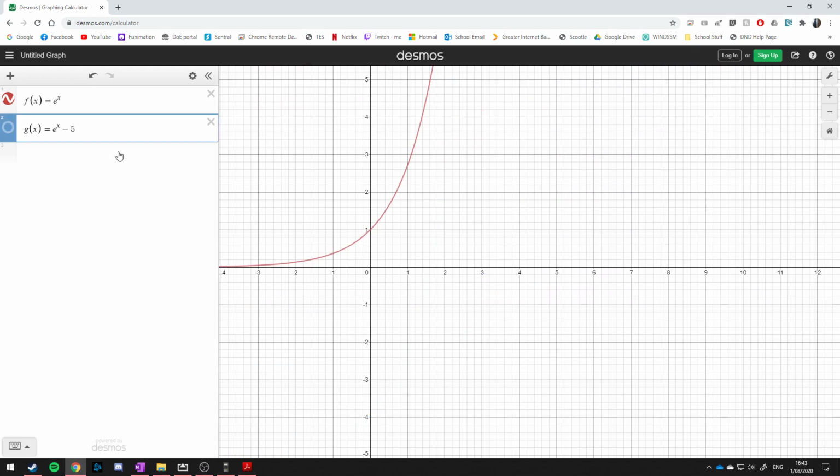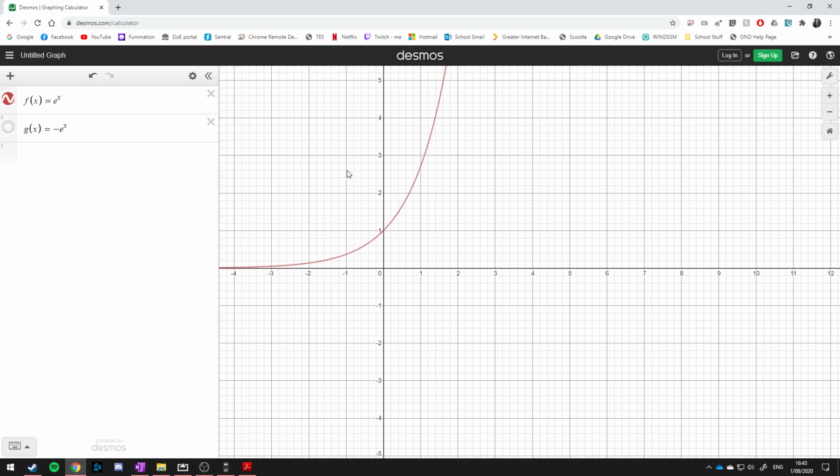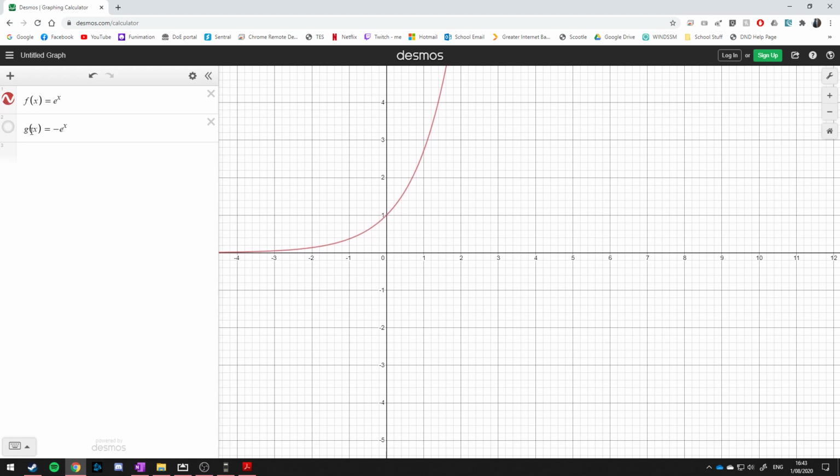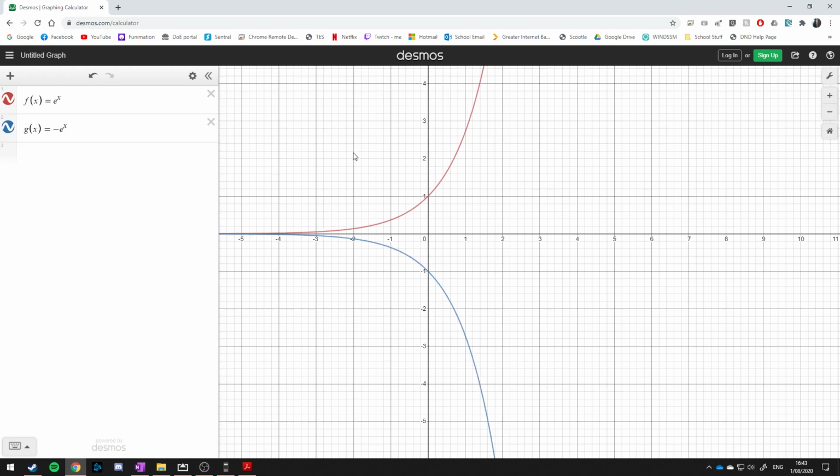The next function we want to have a look at is minus e to the x. So minus e to the x, so this one. Essentially what it's saying is take the original function and effectively flip it in one of the axes. So this is the same as having y equal to e to the x, and then negative y equal to e to the x. So if we're changing y to negative y, then that should be a reflection in the x-axis, okay?